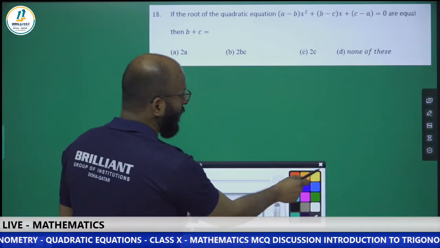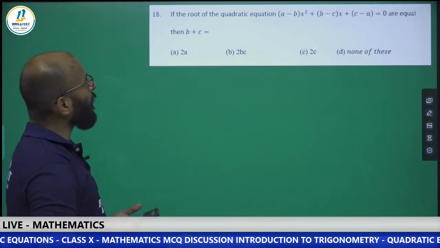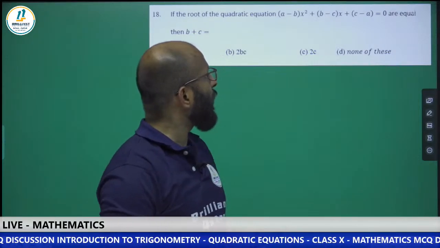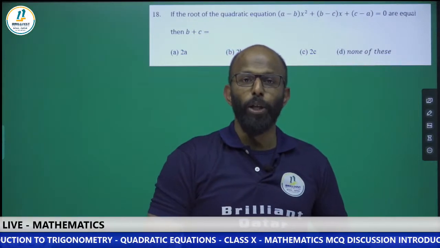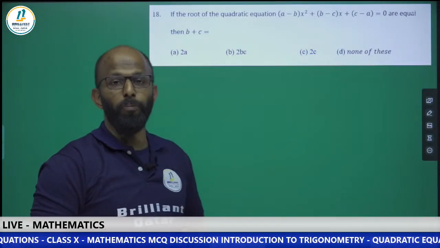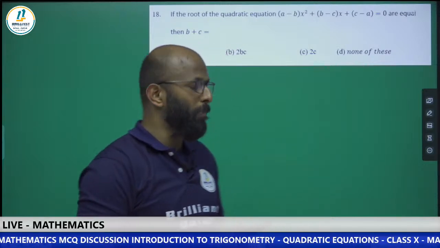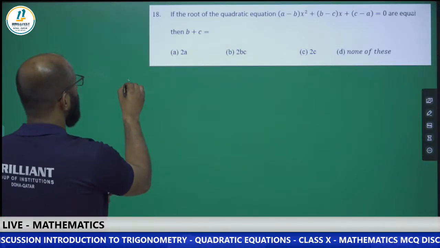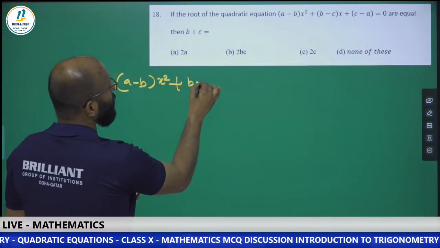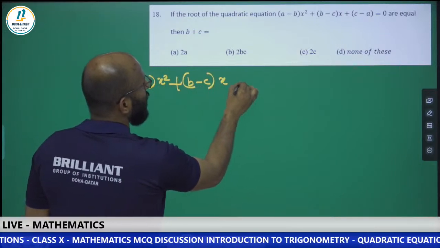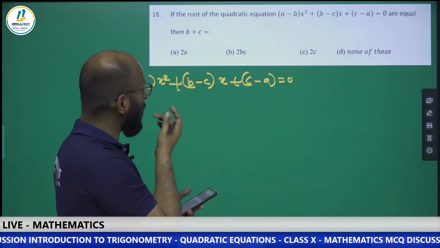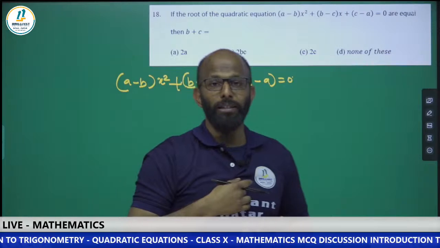Question number 18. If the roots of the quadratic equation a minus b into x square plus b minus c into x plus c minus a is equal to 0 are equal, then find the value of b plus c. I'll write the equation here. It's given in this question the roots of these equations are equal.